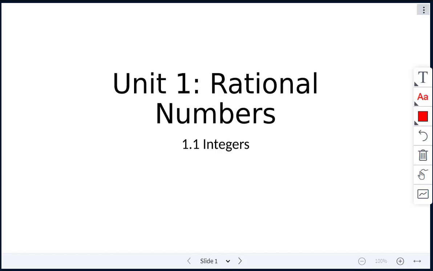Welcome to our first unit. Our first unit is rational numbers, and our first topic under this unit is integers.